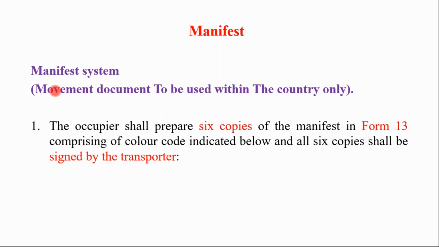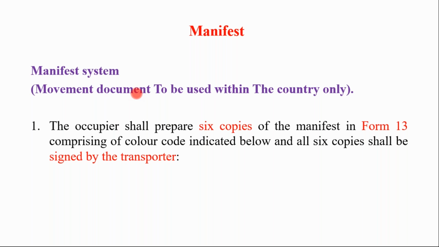So whatever hazardous waste you are going to carry or transport from one point to another, whatever documents you require which give you the details of that hazardous waste, that should be used within the country. That document, the movement document, is called the manifest system.